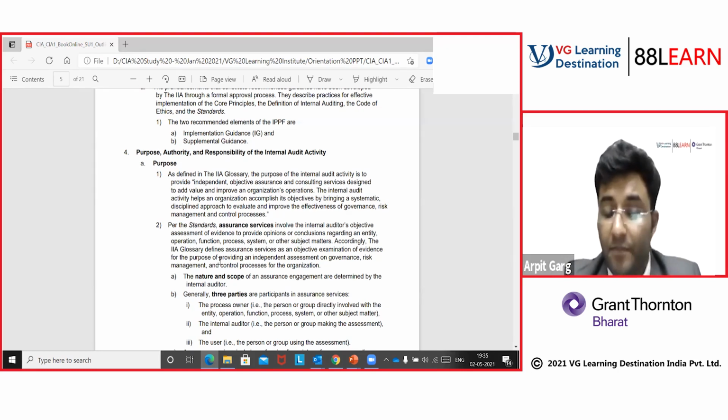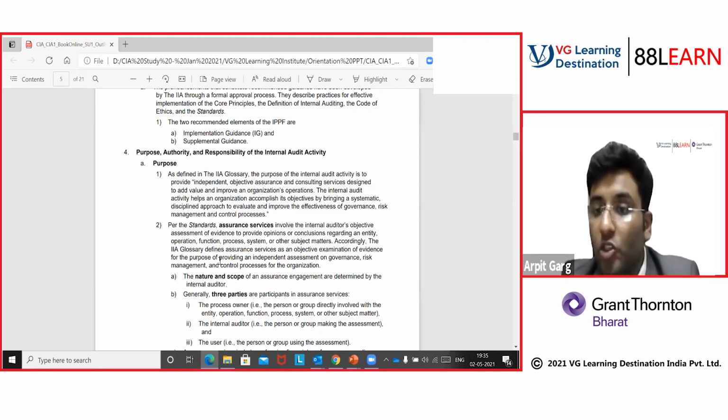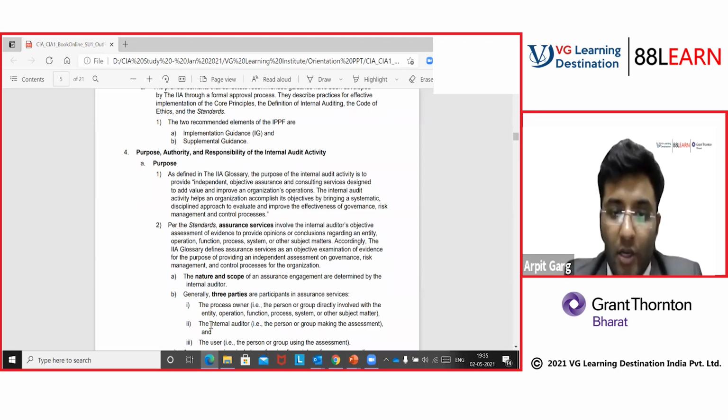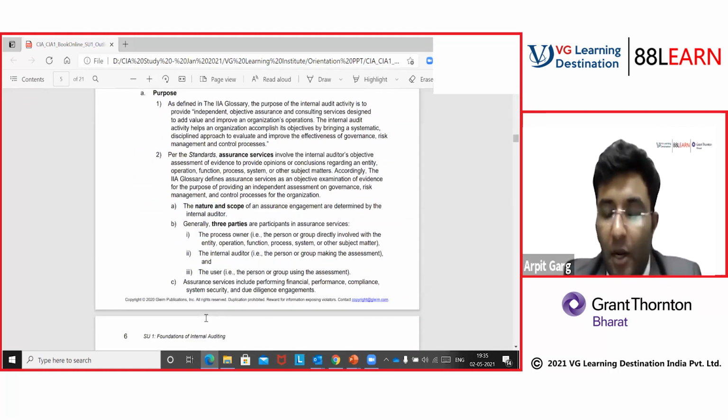The process owners: a person or group directly involved with the entity, operation, function, process, system, or other subject matter. Basically, the process owner for whose area we are going to audit. Then the internal auditor, like we, the person or group making the assessment, and the user, the person or group using the assessment: the senior management, the board, the audit committee, the regulators. Okay, so these are the users who will use our internal audit report. So generally, there are 3 parties.